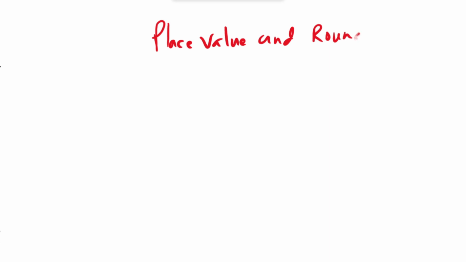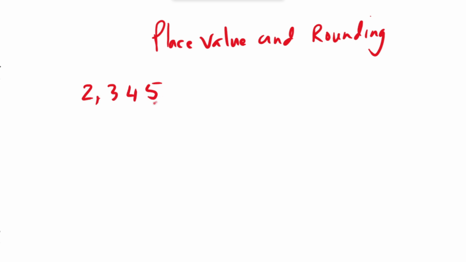Place value and rounding. That's where we're going to start today. We're going to do some review. Guys, if I get a number like this, 2,345, for example, we need to pay attention to these digits. We call the 5 over here, 4, 3, 2 digits.